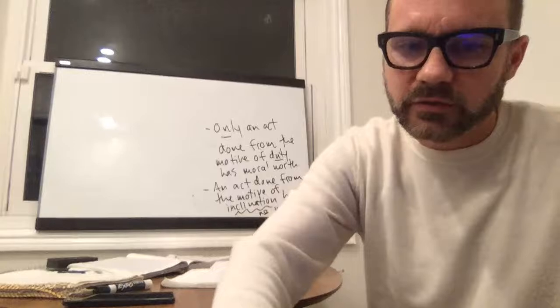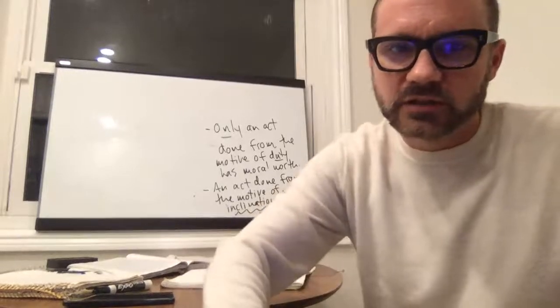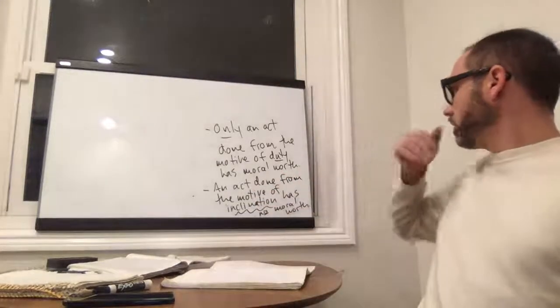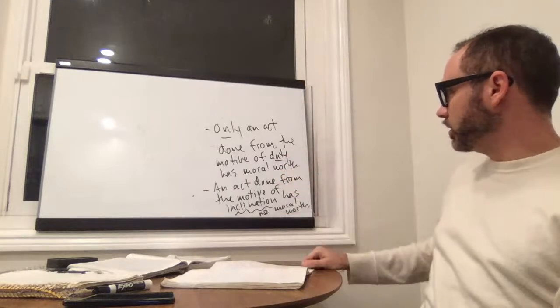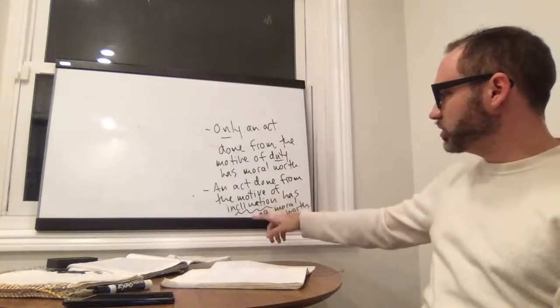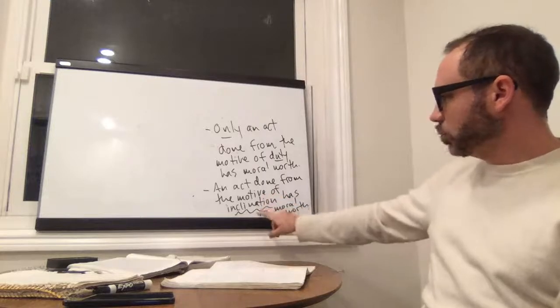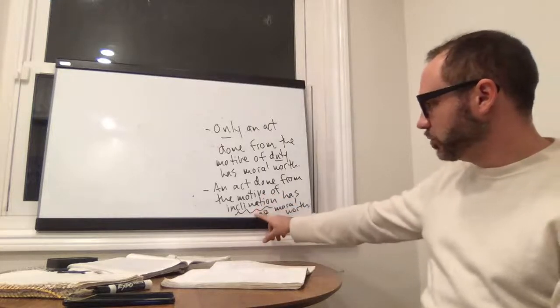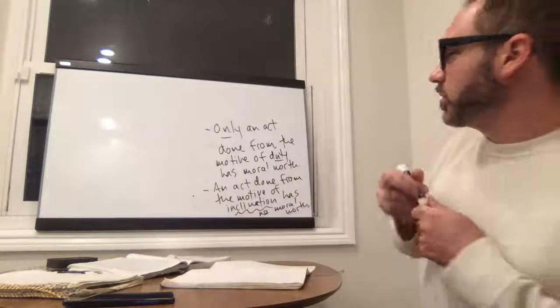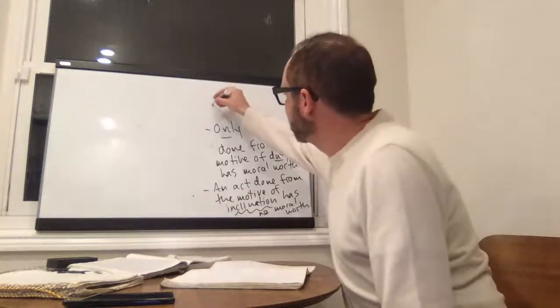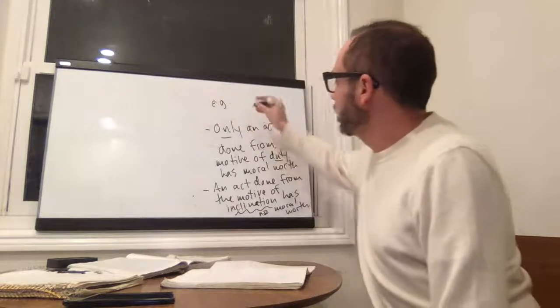Now, knowing that that's the definition of what an inclination is, let's return to the statements here. He says it is only when the act is done from that motive of duty that it has moral worth. But if it is done from the motive of inclination, meaning you're doing it just because you want to do it or you desire to do it for your own self-interest, then it does not have moral worth. There's an example that the author gives to illustrate this point. Example given, the shopkeeper scenario.